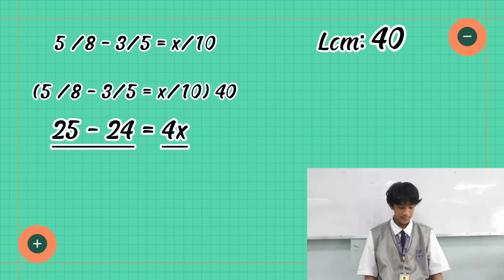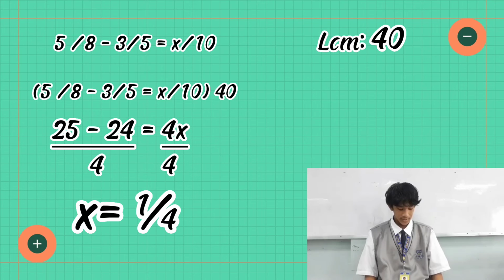Now, solve: 1 is equal to 4x. Divide both sides by 4 to get our x. Now we have x is equal to 1 over 4. And that's our rational equation.